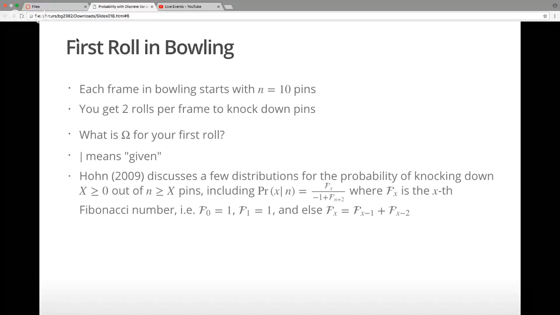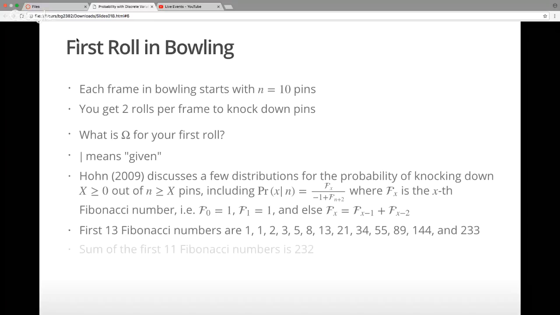Fibonacci numbers are defined by a sequence where the 0th one is equal to 1. The first Fibonacci number is also equal to 1. And every remaining Fibonacci number is defined as the sum of the previous two Fibonacci numbers. So the second Fibonacci number would be equal to 1 plus 1, which is 2. The third Fibonacci number would be equal to 2 plus 1, 3, etc. So the first 13 Fibonacci numbers, there's an infinite number of them, are these right here.